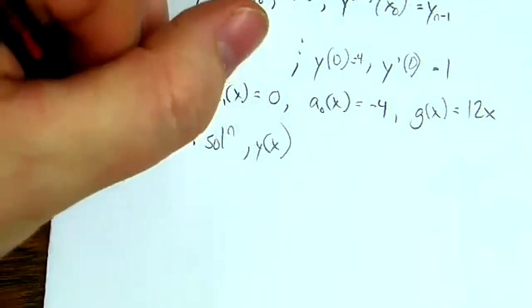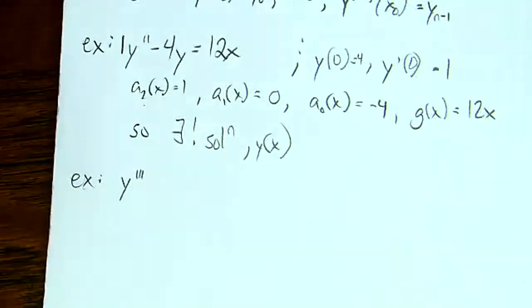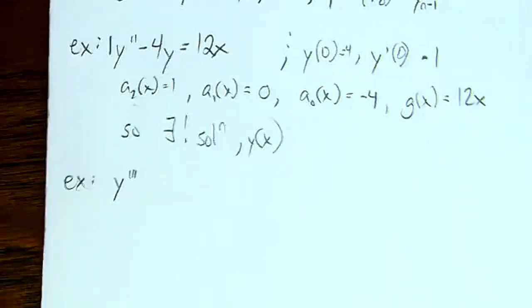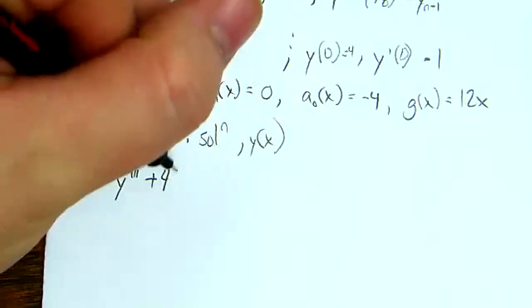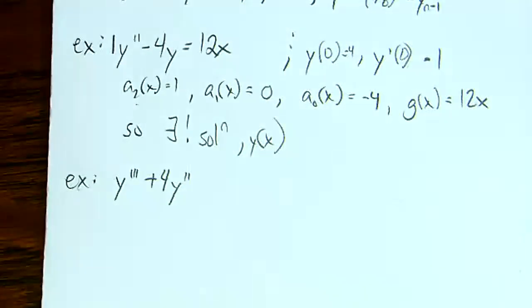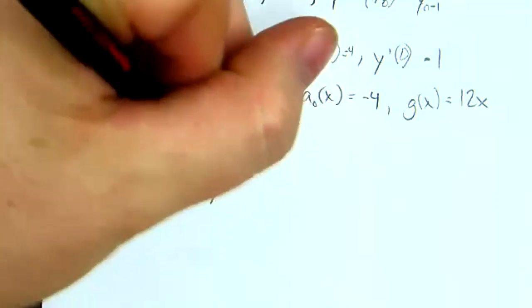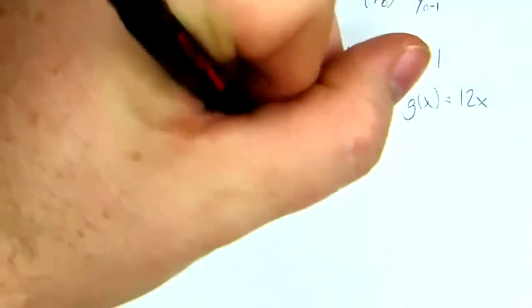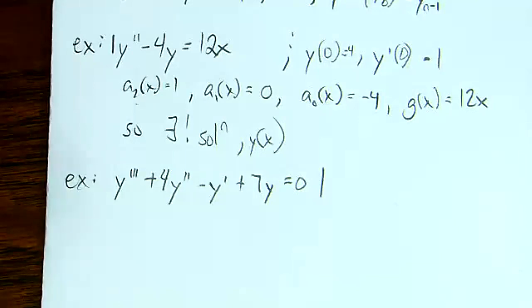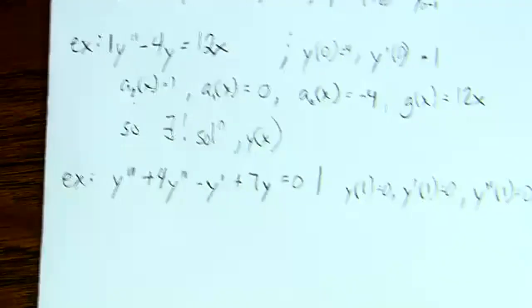So let's look at a spot where this helps us out. Say I have the third derivative of y plus 4 times the second derivative of y minus y prime plus 7y equals 0. And we're given the initial conditions that y(1) is equal to 0, y'(1) is equal to 0, and y''(1) is equal to 0.